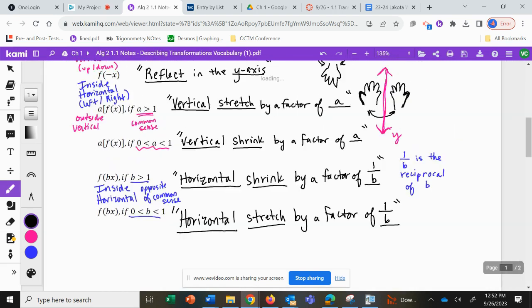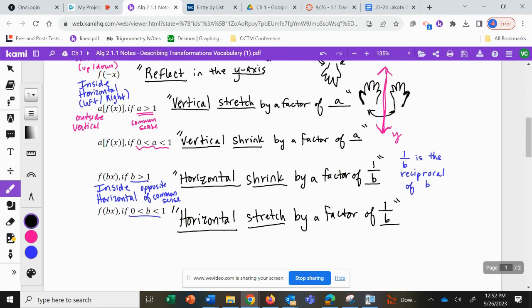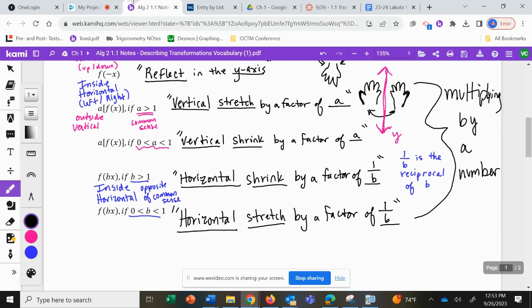So these last 4 that we did, the vertical stretch and shrink, horizontal stretch and shrink, are always when we are multiplying by a number. So in the equation, if we are multiplying by a number, that's always a stretch or a shrink. If we are adding or subtracting, that's always a translate. And then if there's a negative sign, that's a reflection.